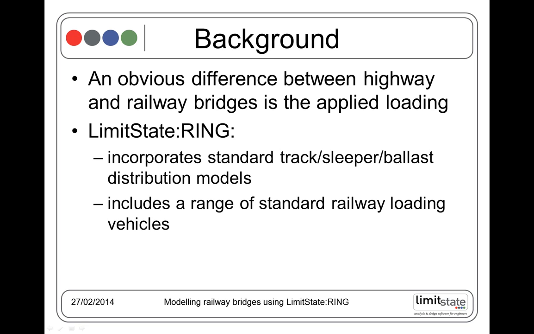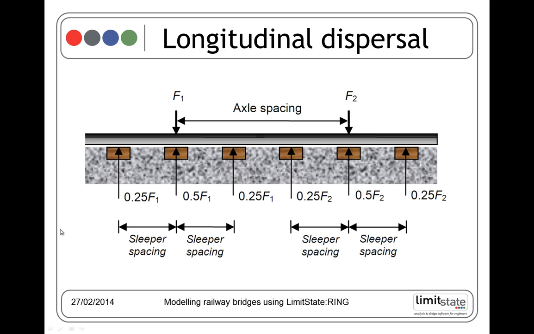So what does this actually mean? Well, if we look at a length of track, then the traditional approach on the railways is to distribute load from an axle down onto an underlying sleeper and also onto adjacent sleepers. The traditional approach is to say that a quarter of the load from an axle appears on the adjacent sleeper and half the load is experienced by the sleeper directly under the axle. So that's basically how we model the track in LimitState RING.